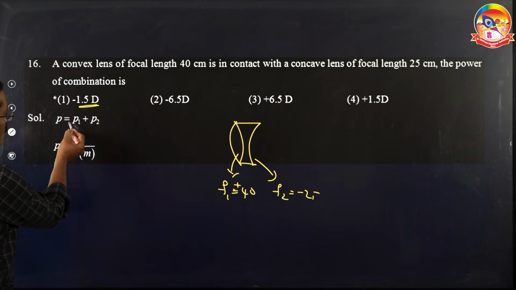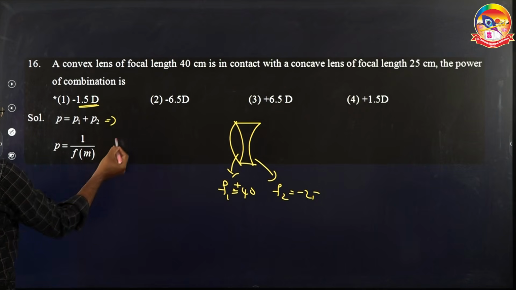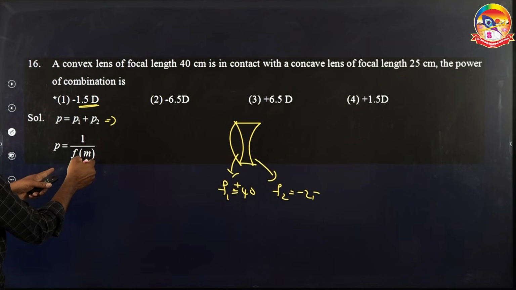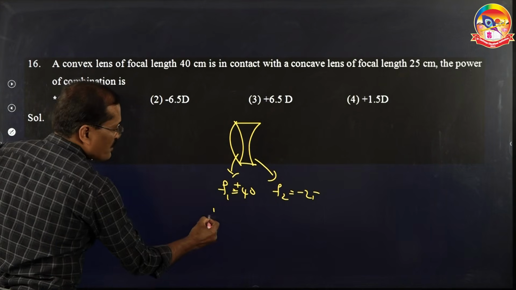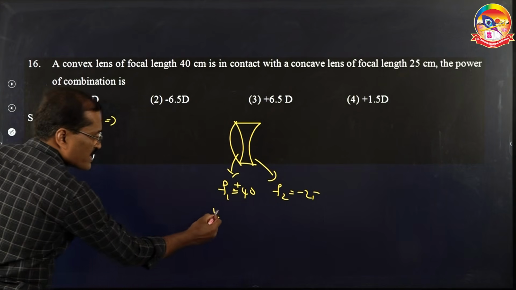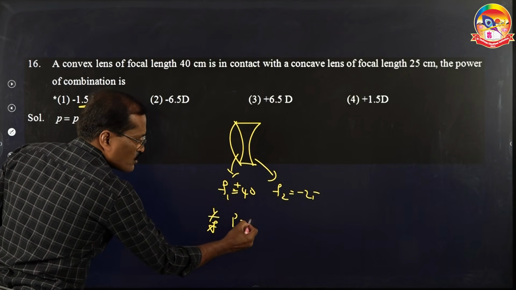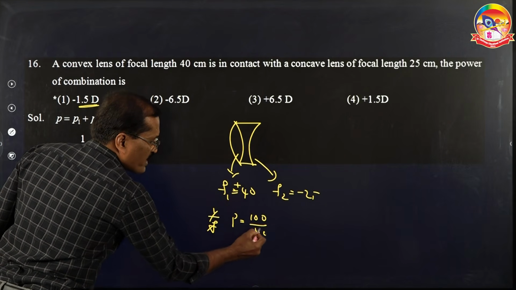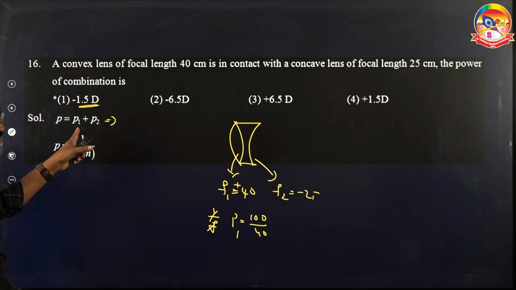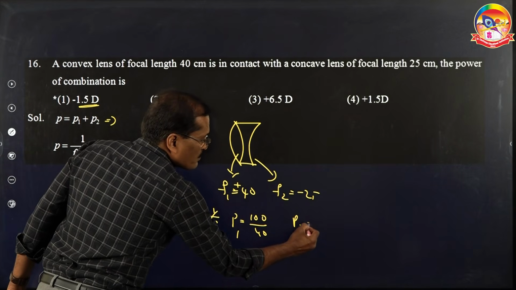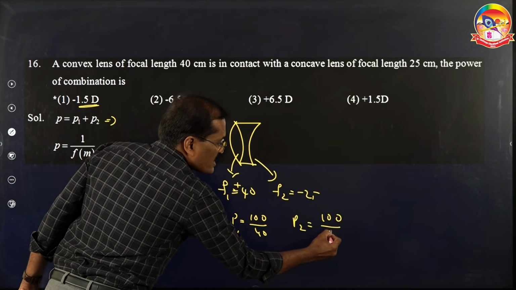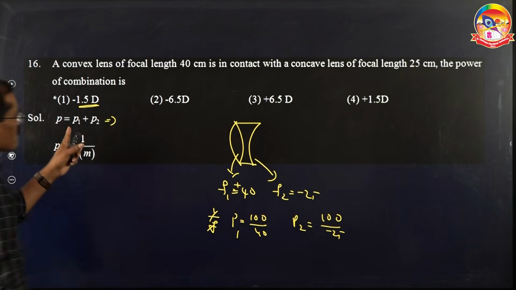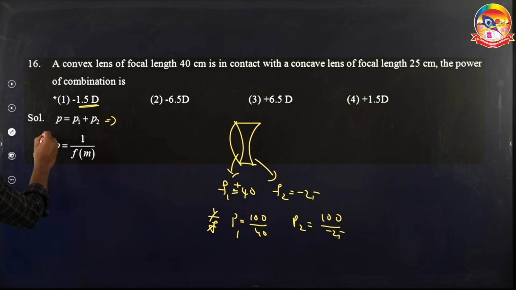You can take that here. How to find out the P1 instance? You know that here P, the power of the combination, is equal to 1 by focal length. First you can calculate the 1 by focal length, otherwise first you can calculate the power. Power P1 is equal to 100 by 40, you are going to get that and substitute. P2 is equal to 100 by minus 25, and you can substitute here, you are going to get the power of the combination.